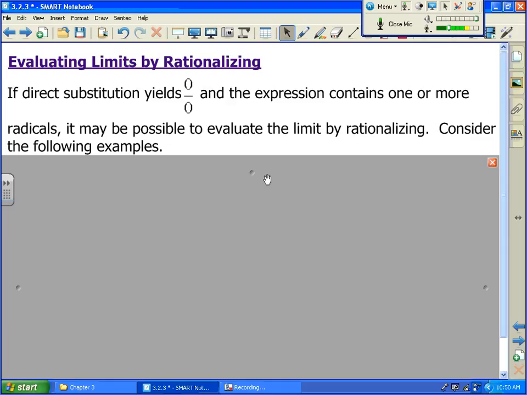In this case, there's another option. Typically, this option will only be used if you are involving radicals, because that's what rationalizing is all about. Direct substitution, once again, yields 0 over 0. When you're dealing with radicals, you might want to consider rationalizing. What you've done in the past in terms of rationalizing has been focusing mainly on the denominator.